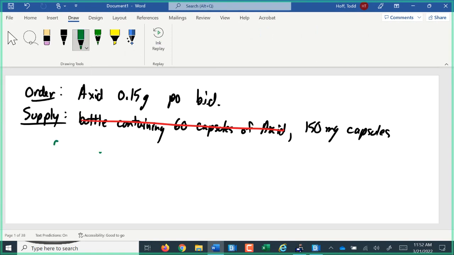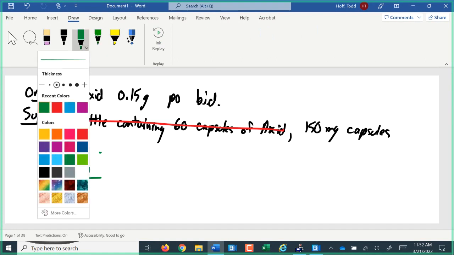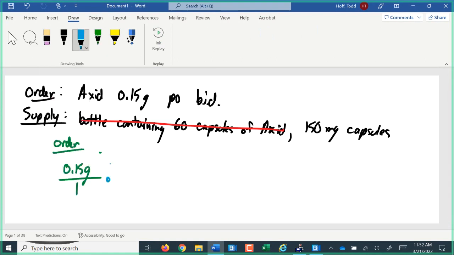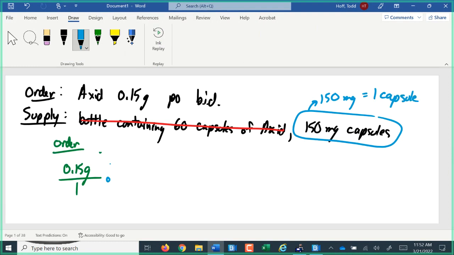We'll start out with the doctor's order again. 0.15 grams. Again, this is not a rate, so we'll make it into a fraction by putting it over 1. Now our equivalencies here, 150 milligram capsules is saying 150 milligrams is equivalent to one capsule. Now, unfortunately, the unit we have here is not milligrams or capsules, so we're missing something in there.